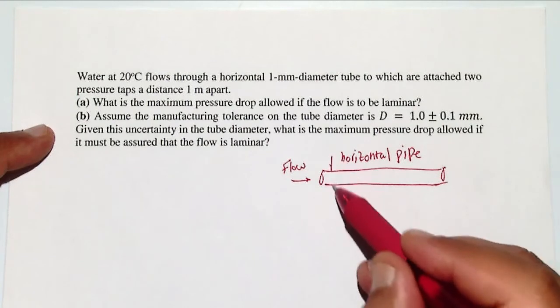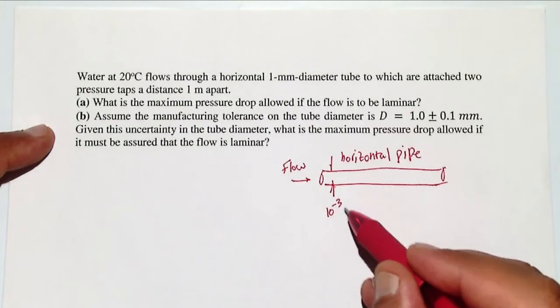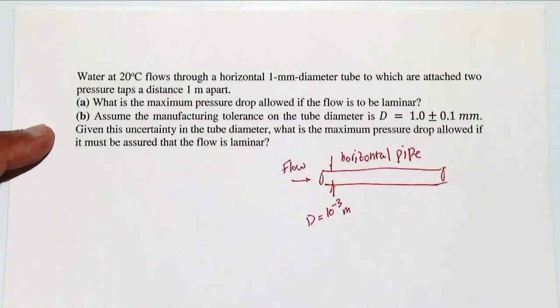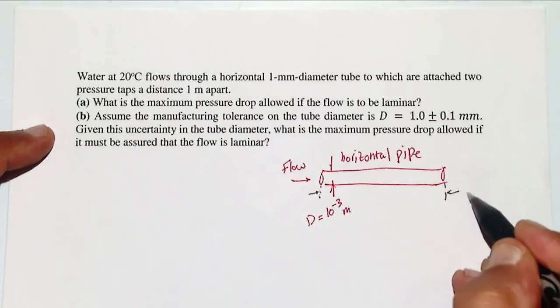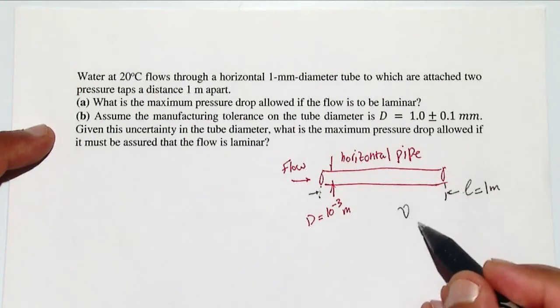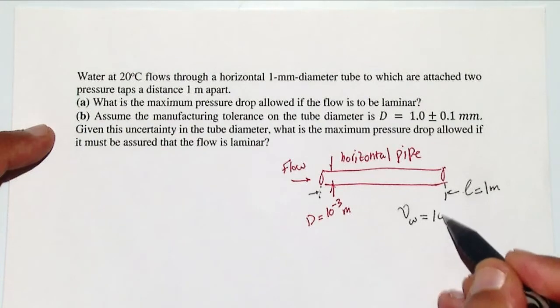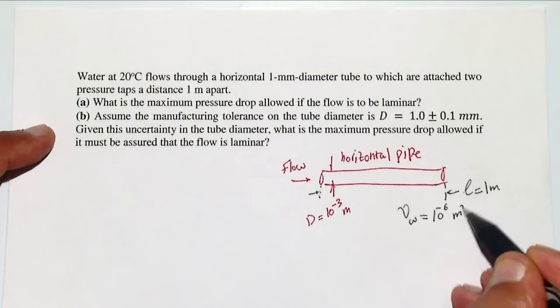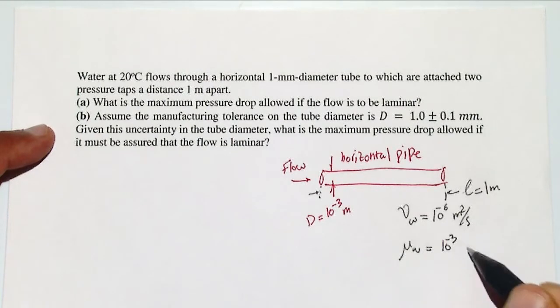The diameter is given as 1 millimeter, so 10 to the power of minus 3 meter for D. What else is given? The length is also given as 1 meter. Another input that you need is the nu of the water at 20 degrees, 10 to the power of minus 6 meter square over second, and mu of water at this temperature is 10 to the power of minus 3 Newton second per meter square.